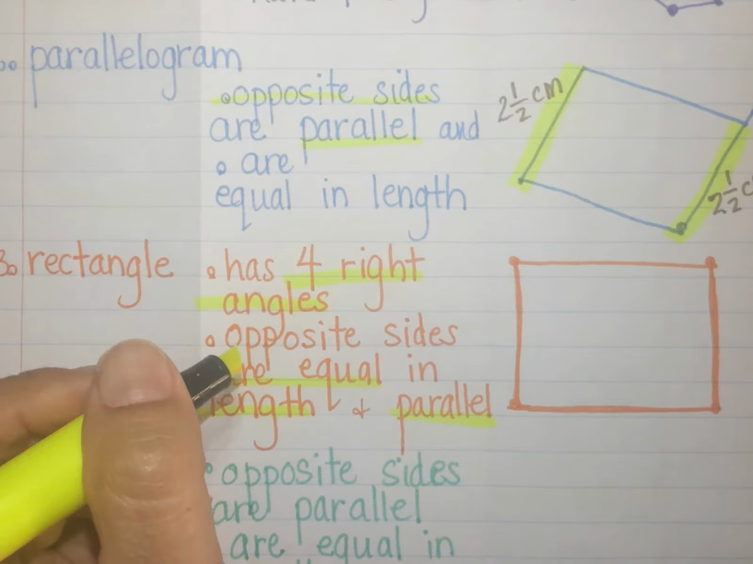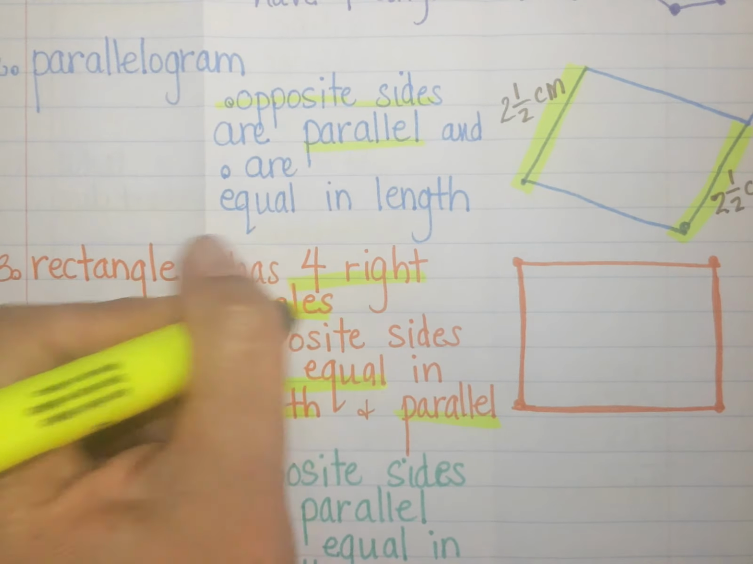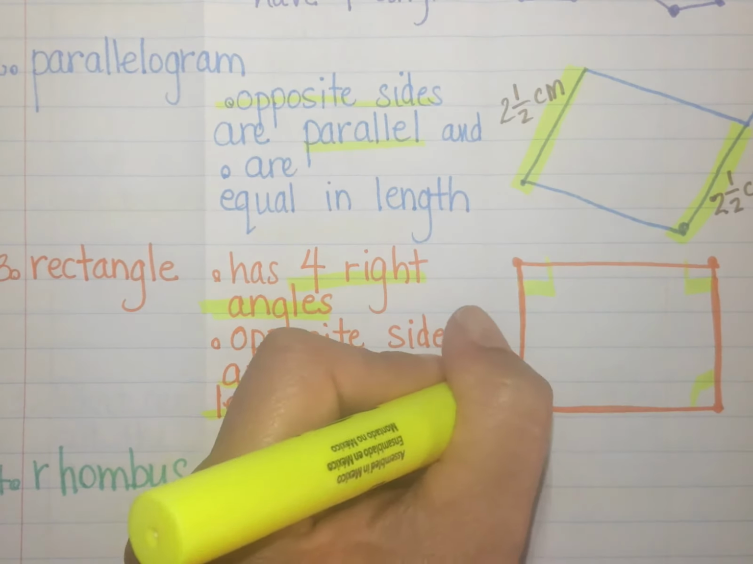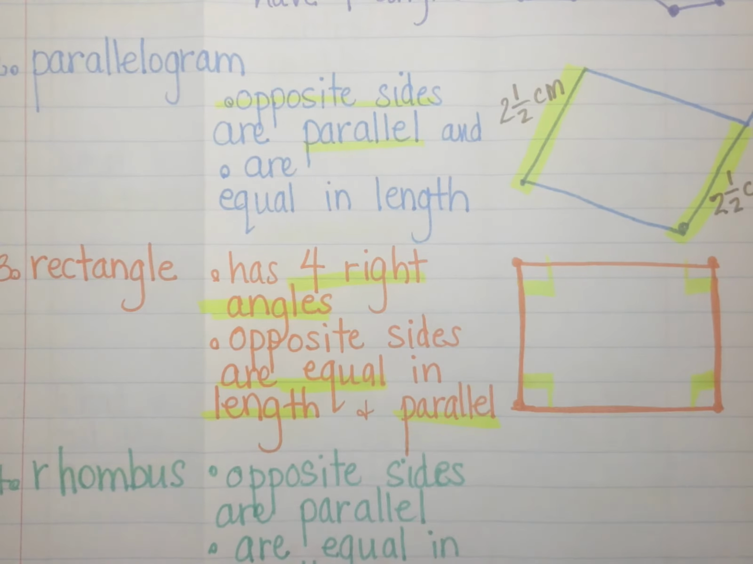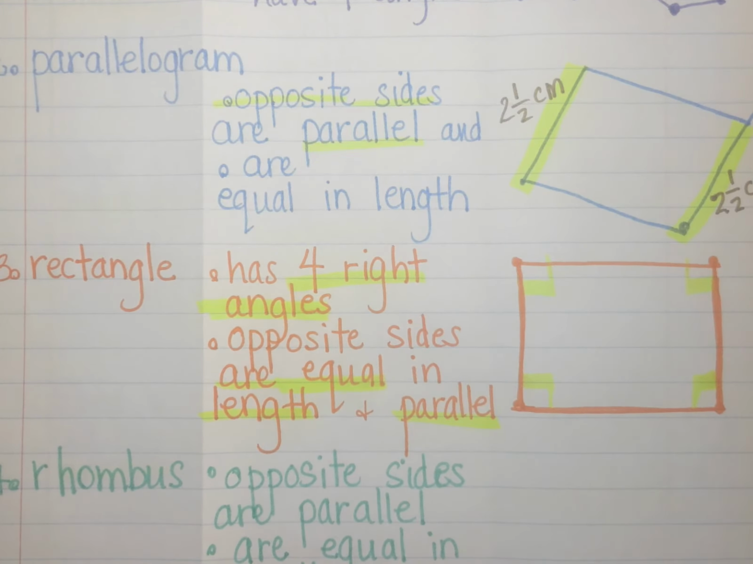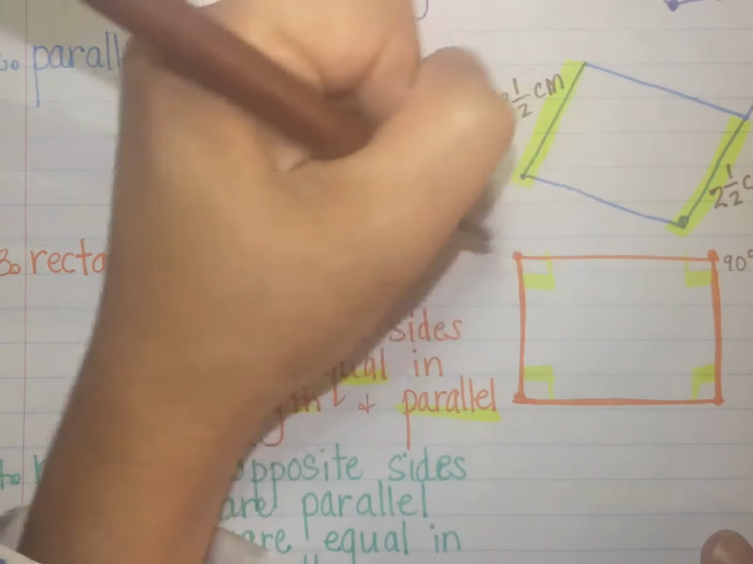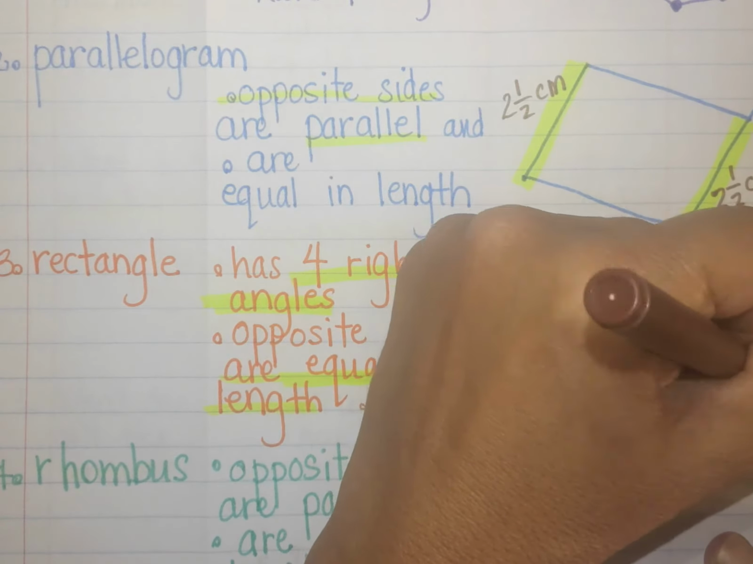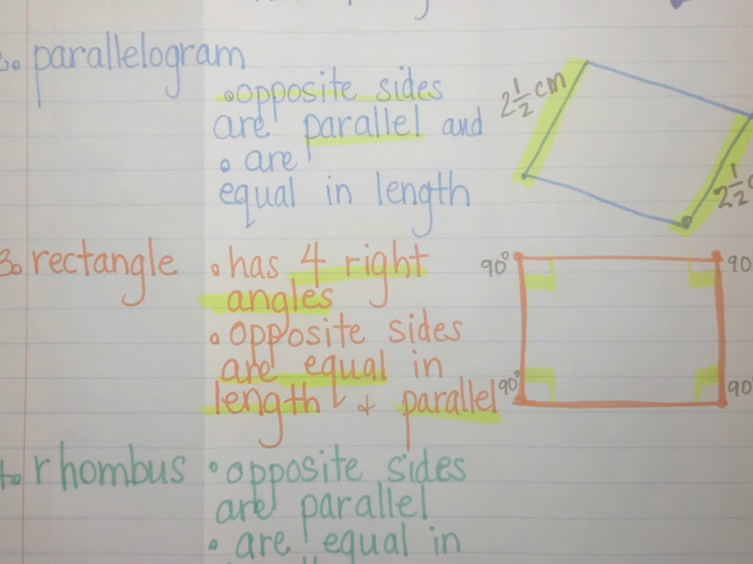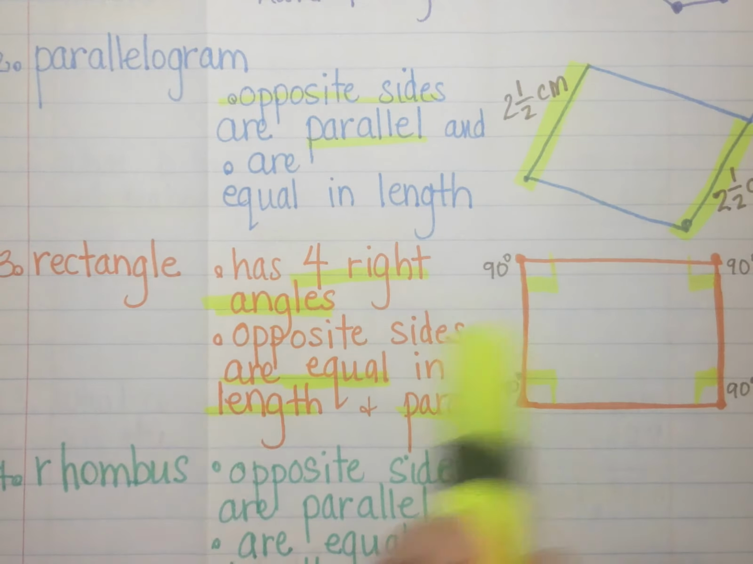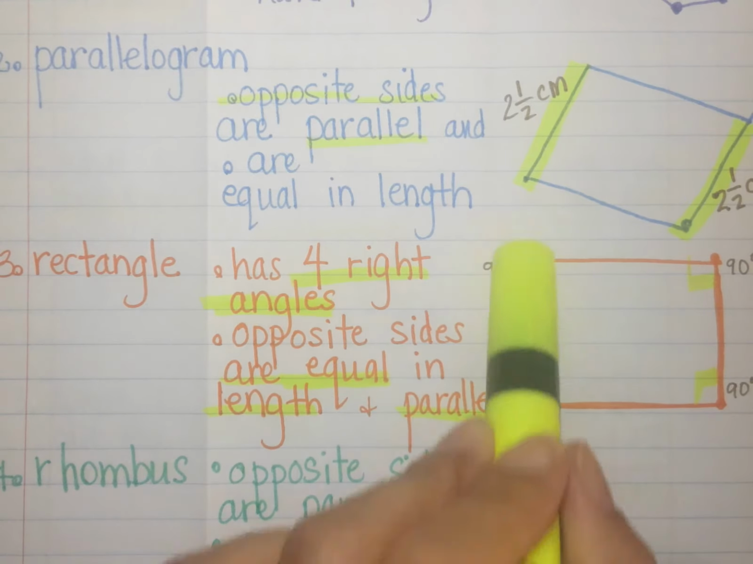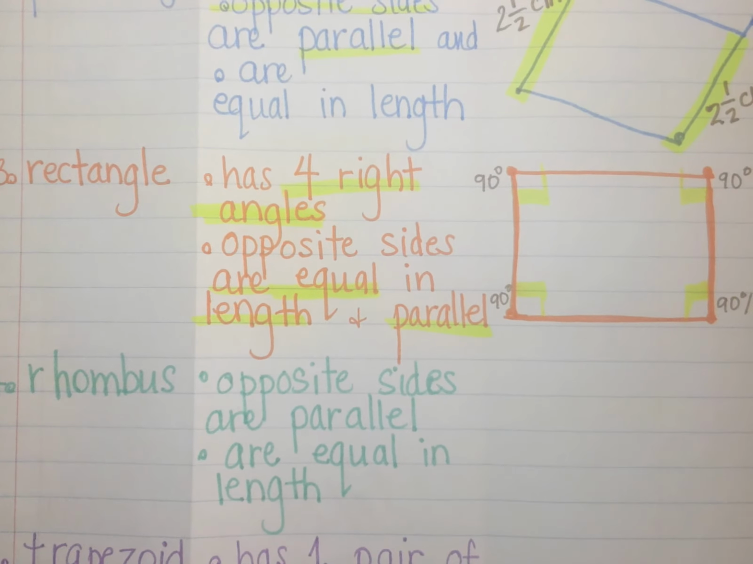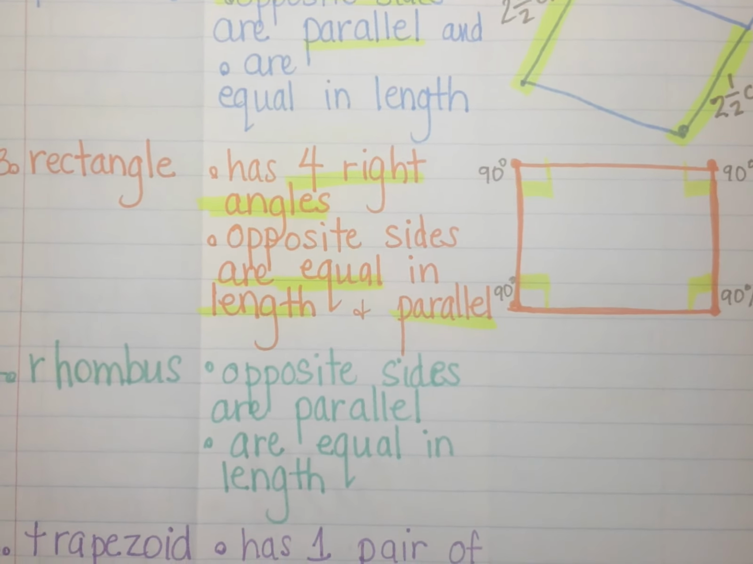Now, these are right angles. So each corner has to have a right angle, and that makes it a rectangle. So these are all 90 degrees, which are right angles. The opposite sides are all equal in length, and they are all parallel. Okay, let's move on. You've got rhombus. Opposite sides are parallel and are equal in length.